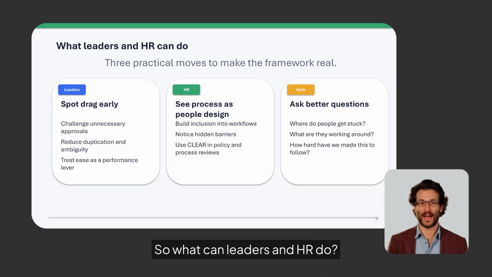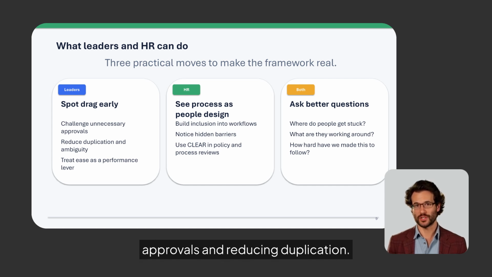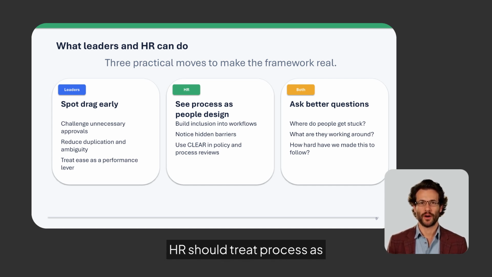So what can leaders and HR do? Leaders should spot drag early by challenging unnecessary approvals and reducing duplication. HR should treat process as people design, building inclusion into workflows and using CLEAR in reviews. Together they can ask better questions. Where do people get stuck? What are they working around? And how hard have we made this to follow?